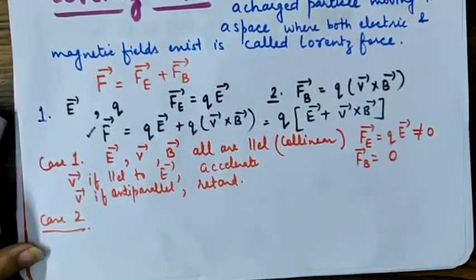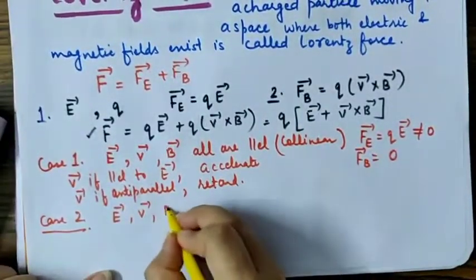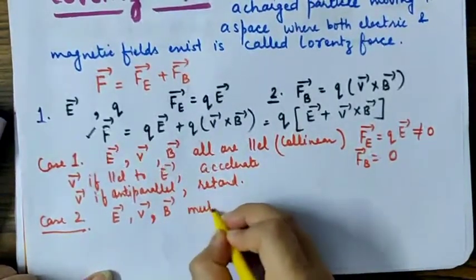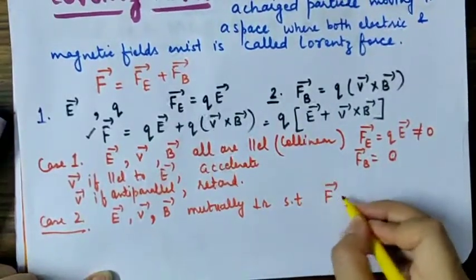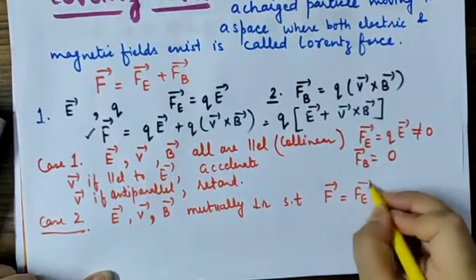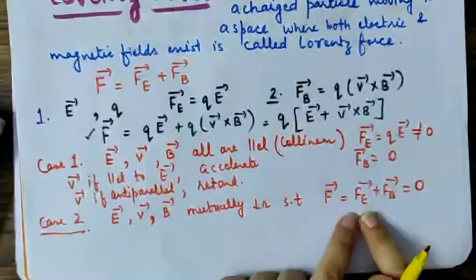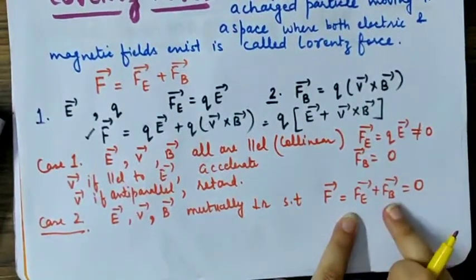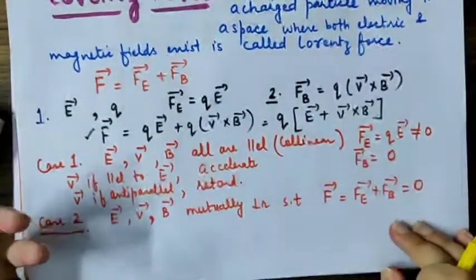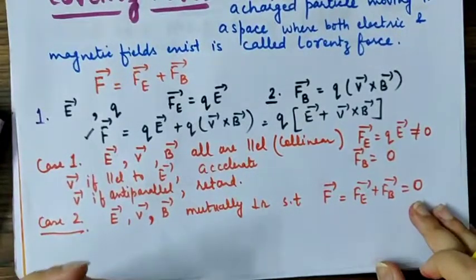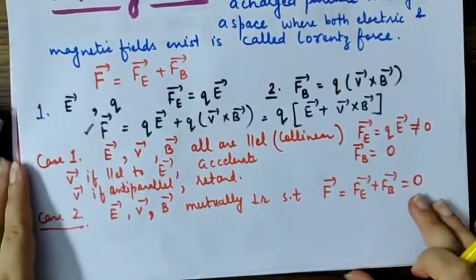So in case 2, what will be the concept? If electric field vector, V vector and B vector are mutually perpendicular to each other, such that F vector, that means Fe vector plus Fb vector somehow sum up to 0. For example, if electric field force is acting on the right hand side, then magnetic field force should act on the left hand side, such that both the two forces cancel each other, and magnitude should be same, the direction should be opposite.